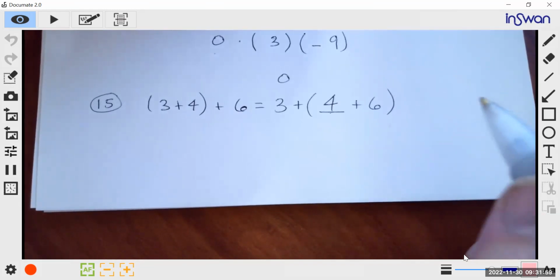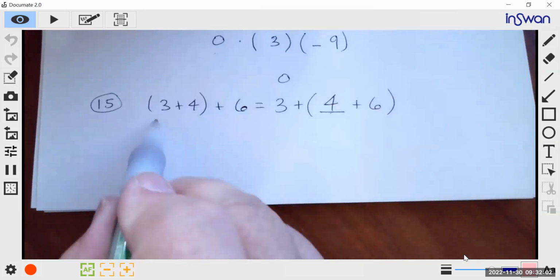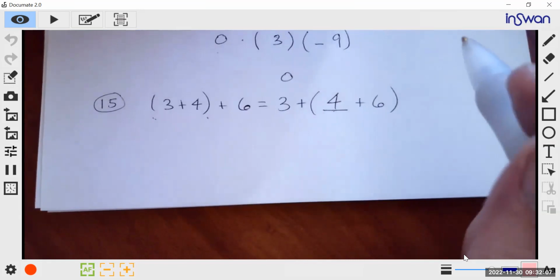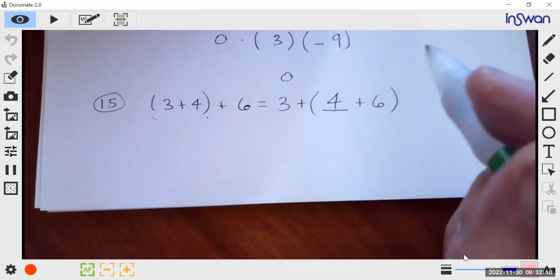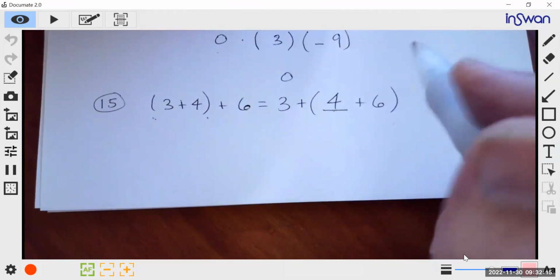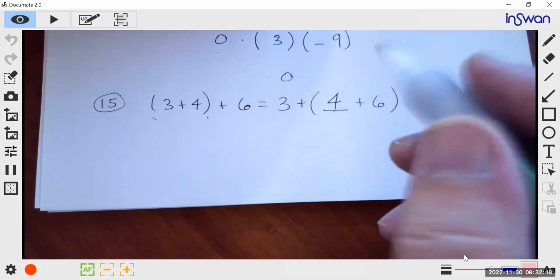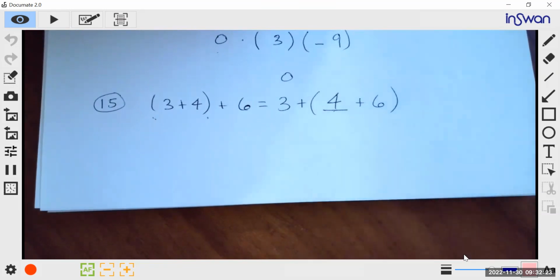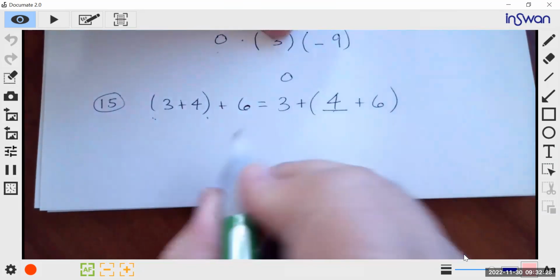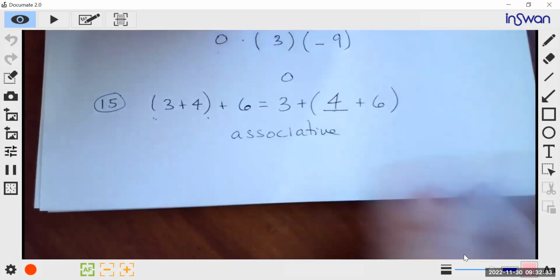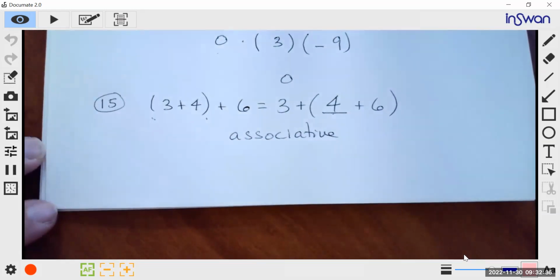So what did I do there? The parentheses were around 3 and 4. Now it's around 4 and 6. So all I moved was parentheses, right? Is that commutative or associative? Commutative moves numbers. 7 plus 4 is the same thing as 4 plus 7. It moves the numbers. Associative property moves the parentheses. The associative property moves the parentheses.